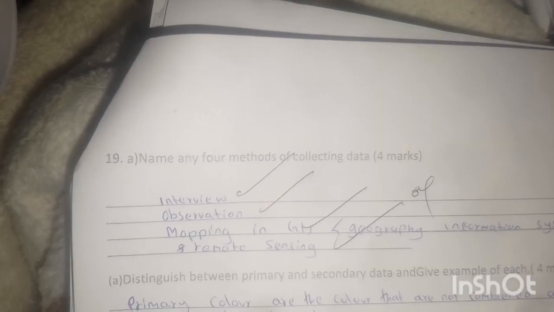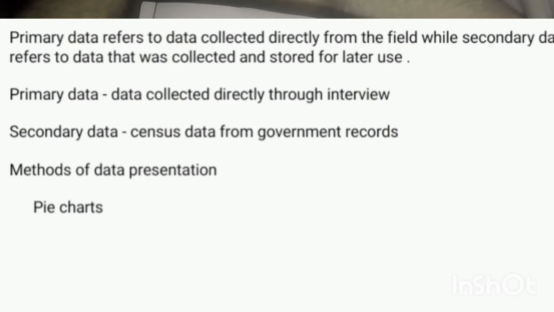Any four methods of collecting data. So we have conducting of interviews, observation, mapping of the area, remote sensing, administering questionnaires and stuff. Distinguish between primary and secondary data and give examples. So primary data is one that has been got firsthand, for example, how students perform. Then secondary data is data that is extracted from secondary sources such as books, magazines, etc.